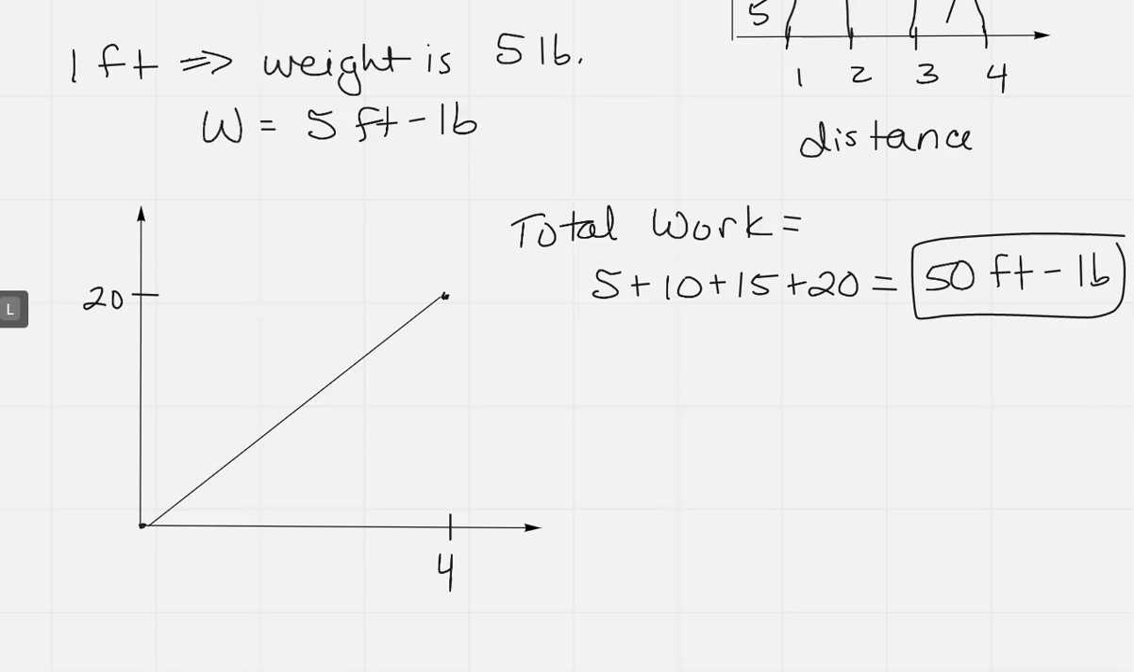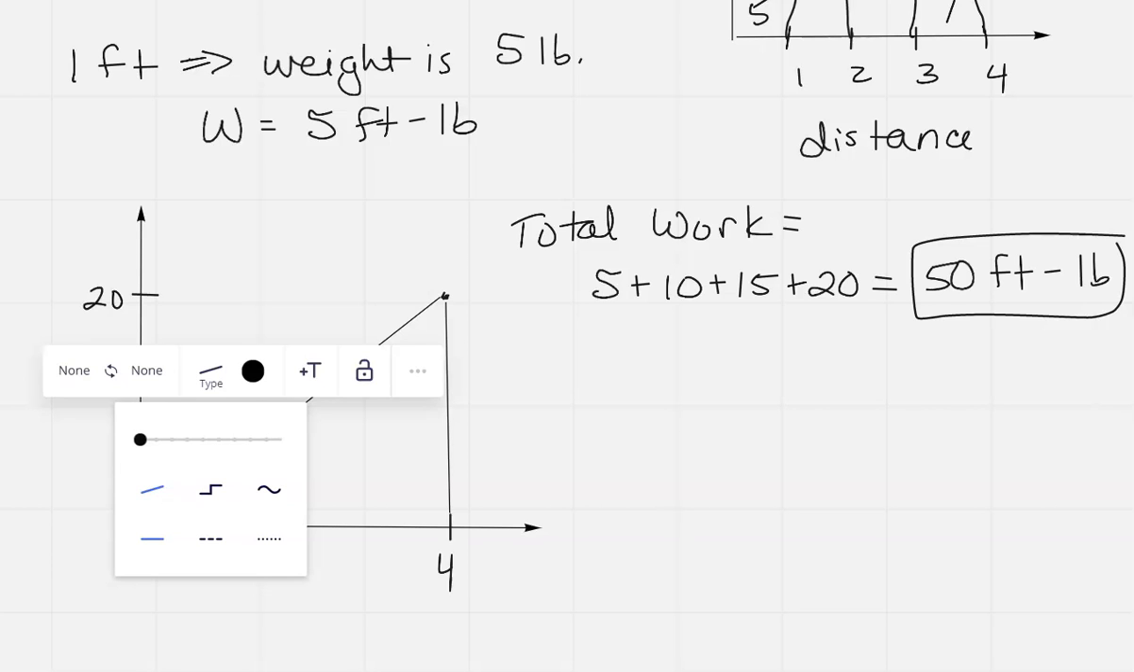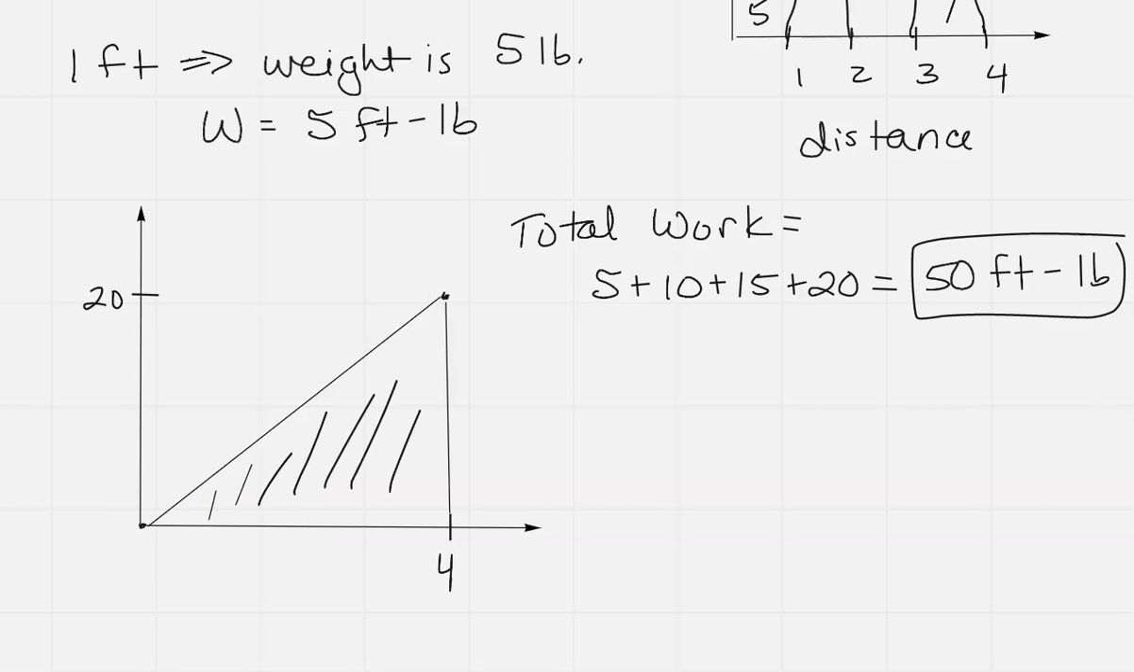And so this area now is what I want to find. This triangular area. And I could find this triangular area just using geometry, but we're going to look at this in terms of our Riemann sums and integrals to give us an idea of how to work with calculus with this. So this total area, this would be the accurate work calculation for this variable work problem.